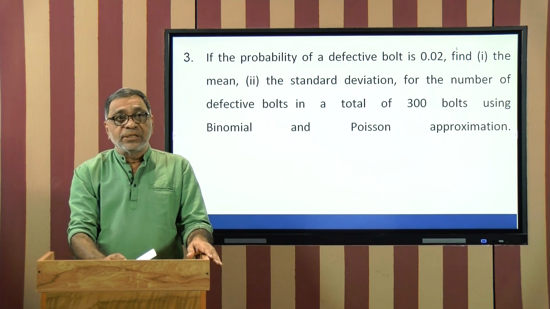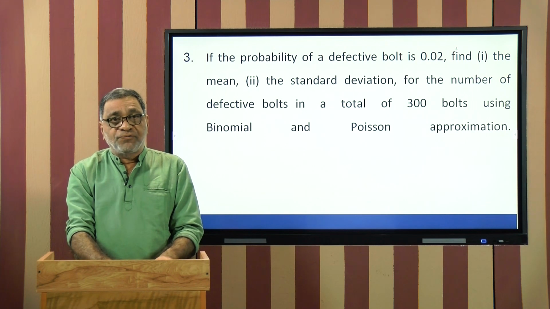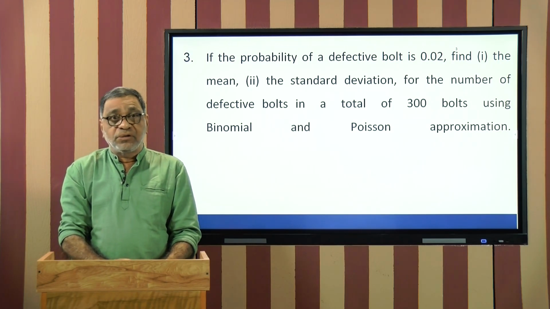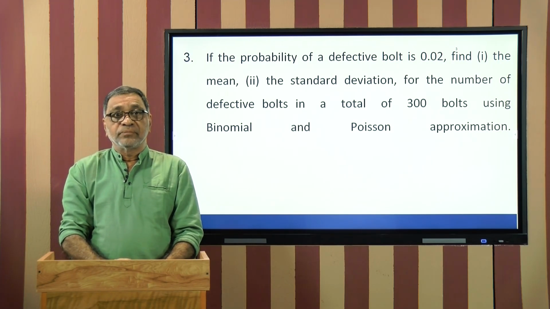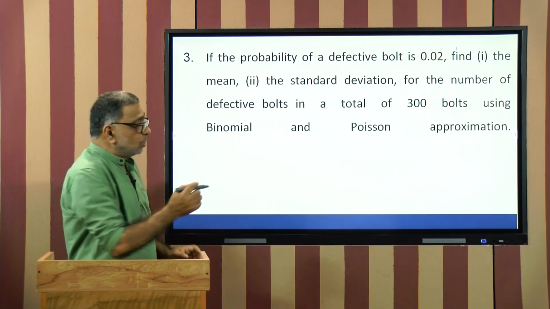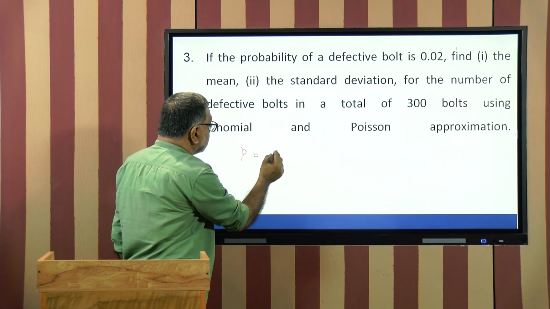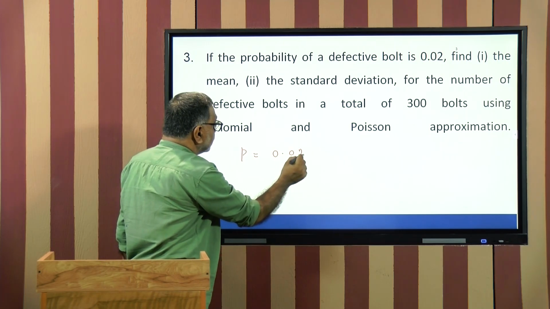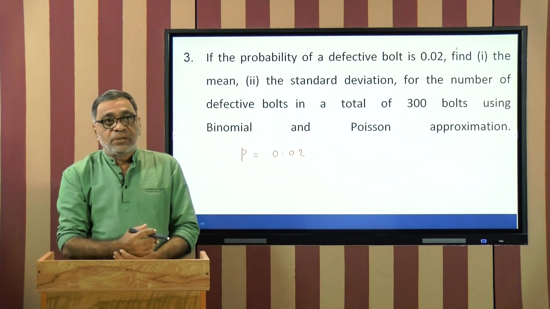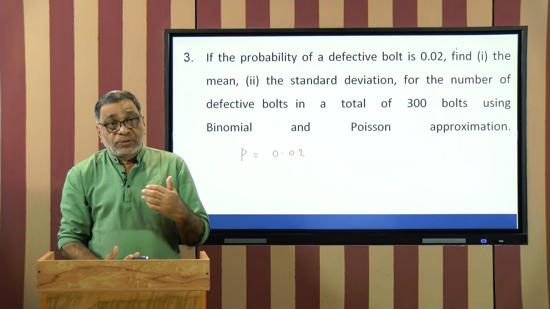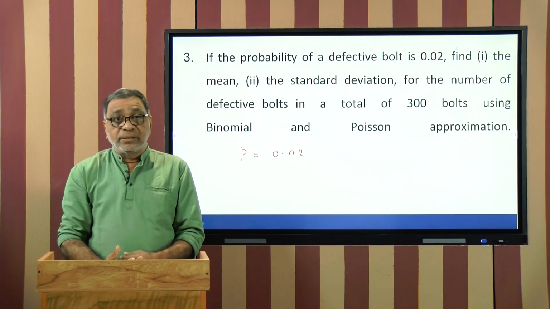The question here is, if the probability of a defective bolt is 0.02, so you are given the probability of occurrence of a defective item, that is 0.02. This is given to you. And what do you have to find? You have to find the mean and standard deviation.